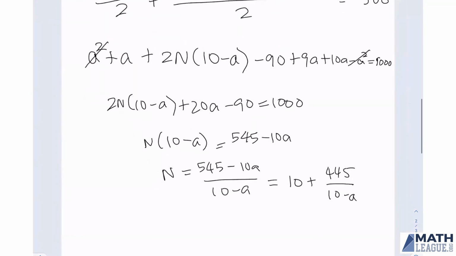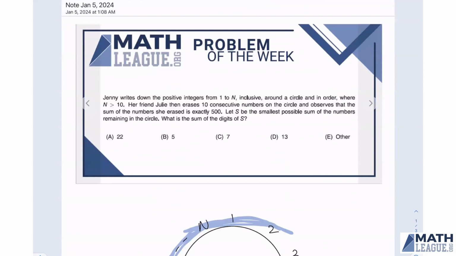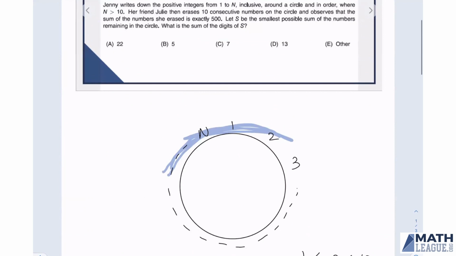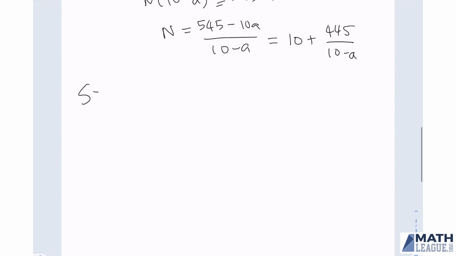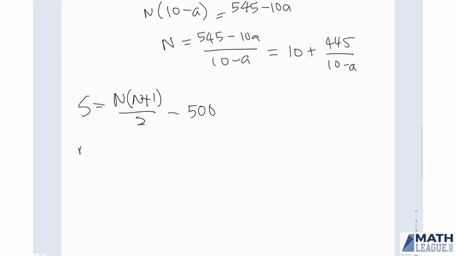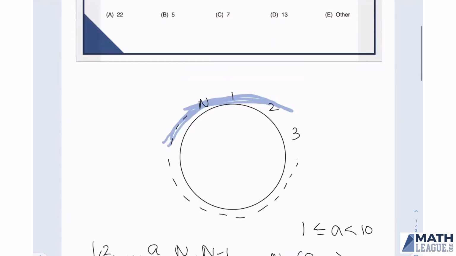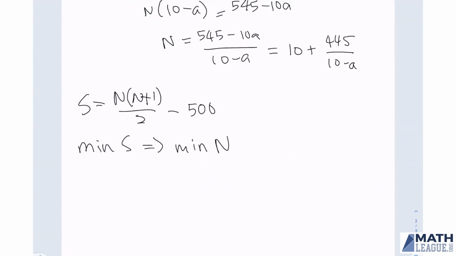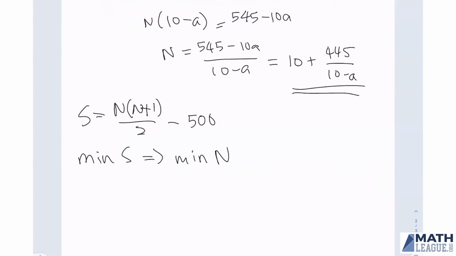And so going back to the problem statement, we want to find the smallest possible sum of the numbers remaining in the circle, but the sum of the numbers remaining in the circle is simply the sum of all the numbers in the circle, which is n times n plus 1 over 2, minus the numbers erased, which is 500. And so note that minimizing S implies minimizing n, but minimizing n, because we have this expression here, implies maximizing 10 minus a.